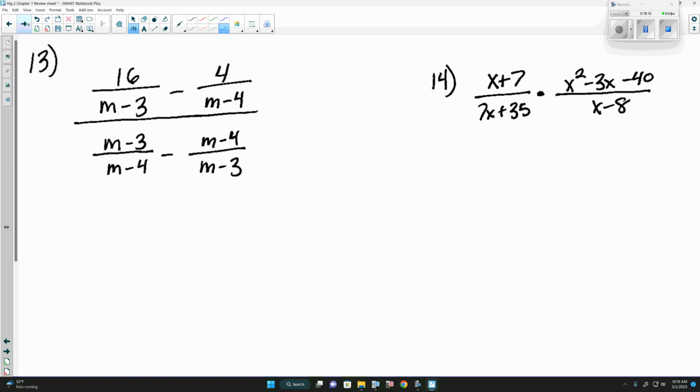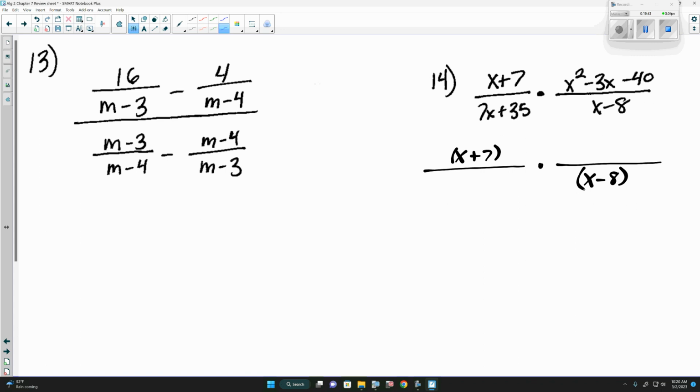Let's look at 14. Multiplication and division next. Whenever we deal with multiplication, the first thing you need to do is factor all of them. Now, if you come across one where the numerator and denominator are already parentheses being multiplied together, it means it's already factored. We don't have to do anything with it. Now, the x plus 7 is already factored. The x minus 8 on bottom is already factored. So the other 2 need to be factored.